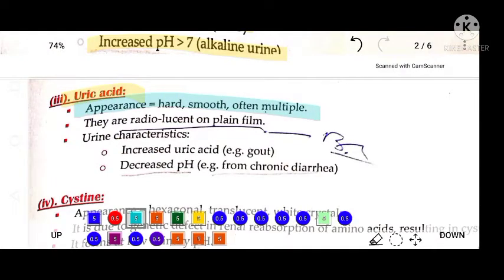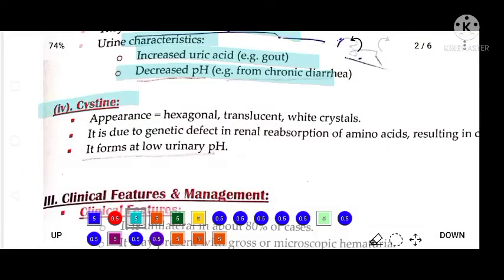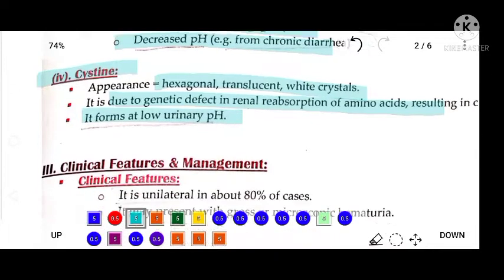Another type of stone is the uric acid stone. They appear hard, smooth, often multiple, and radiolucent on the plain film, with increased uric acid and decreased pH. Cystine stones are hexagonal in appearance, translucent, and crystal-shaped. These are found because of a genetic defect in renal reabsorption and low urinary pH.